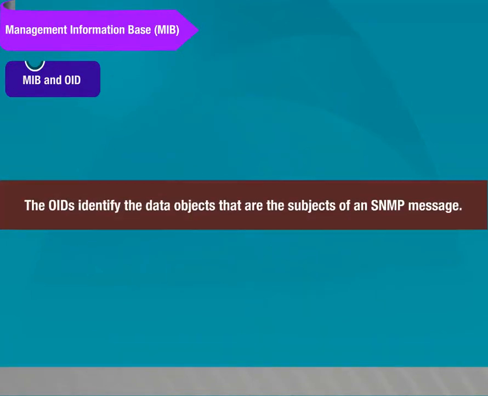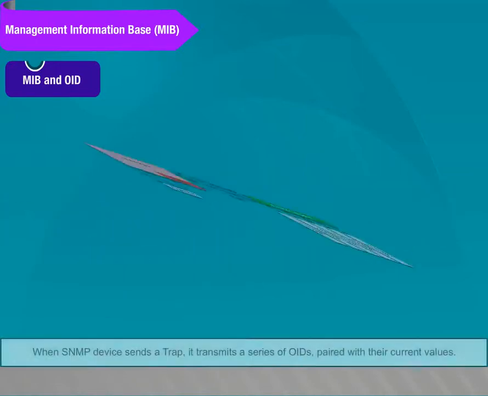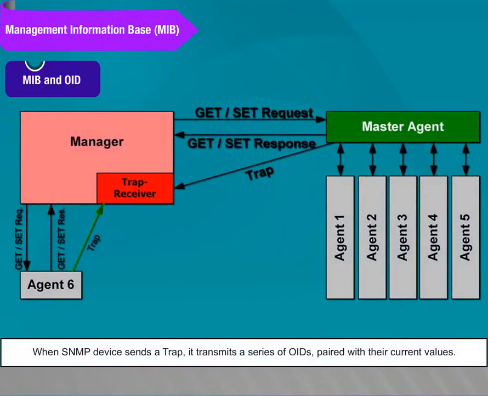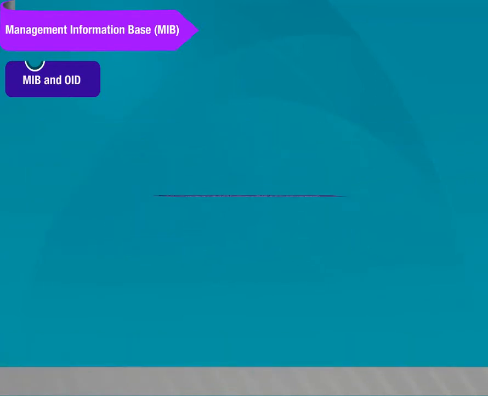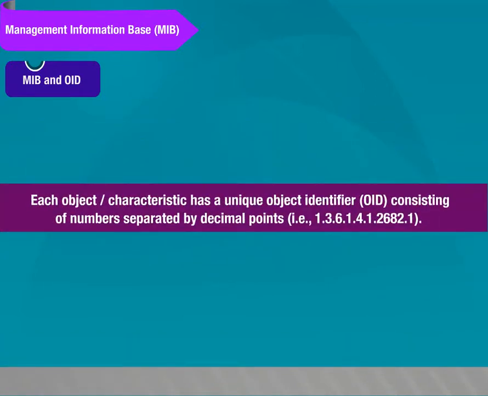The OIDs identify the data objects that are the subjects of an SNMP message. When an SNMP device sends a trap, it transmits a series of OIDs paired with their current values. Each object or characteristic has a unique object identifier OID consisting of numbers separated by decimal points, that is 1.3.6.4.1.2682.1.